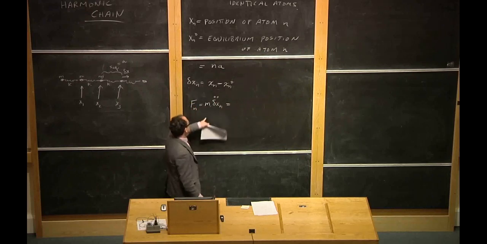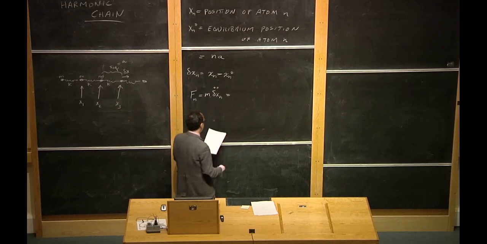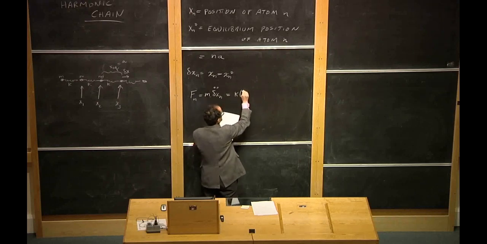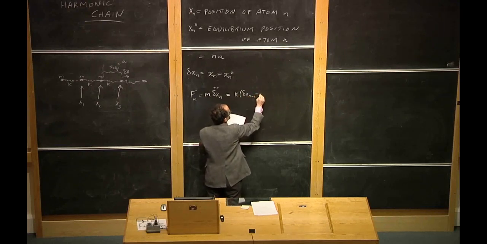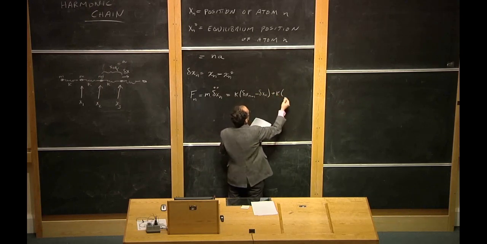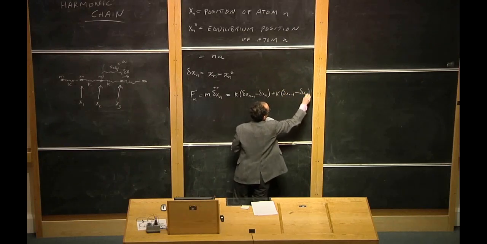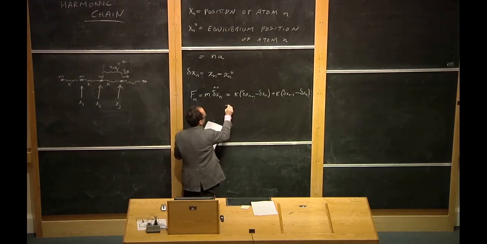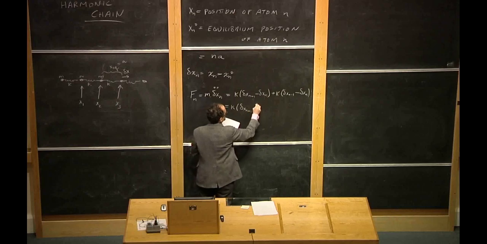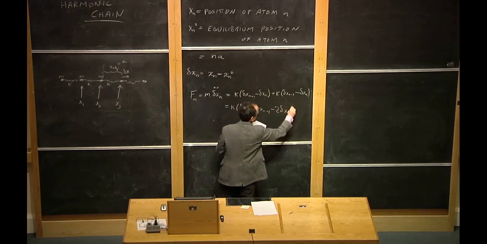And so what is the force on the nth mass? Well, okay, it has a force from the atom to its right. So it's kappa, Hooke's law, delta x n plus 1 minus delta x n. And then it has a force from the atom on its left, kappa delta x n minus 1 minus delta x n. I guess we can simplify that a little bit by writing it as kappa times delta x n plus 1 plus delta x n minus 1 minus 2 delta x n.